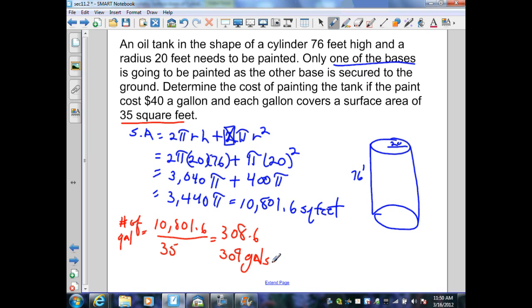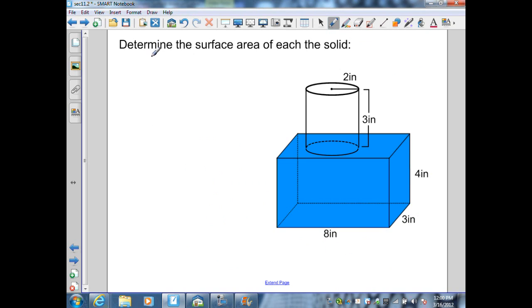Now what I do is I take my 309 gallons and I determine the cost. Cost is going to equal $40 a gallon times the number of gallons, which I know is 309. When I multiply, I get a cost of $12,360.